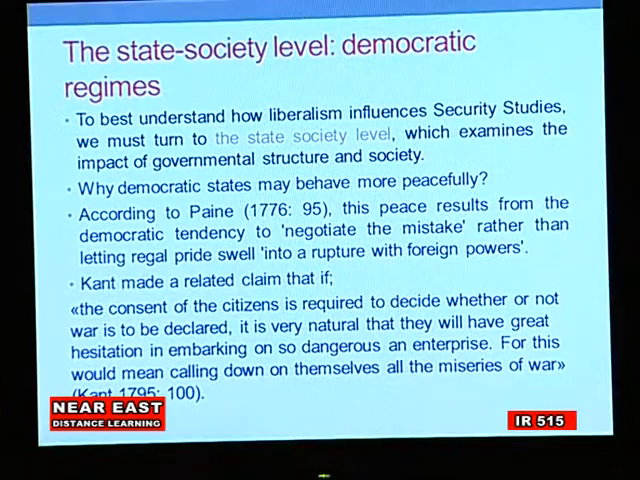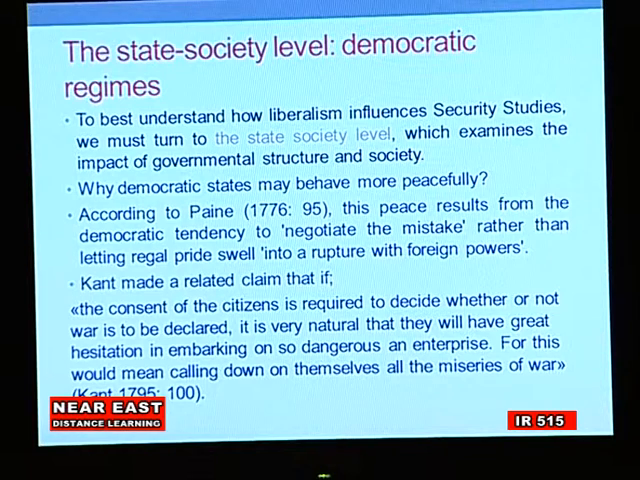Based on these two understandings, now we will try to elaborate further on the liberal perspective and security studies. To best understand how liberalism influences security studies, we must turn to the state-society level, which examines the impact of governmental structures on society. The main question which follows from that understanding is why democratic states may behave more peacefully. We said in the previous slides that one of the main assumptions of the liberal perspective is that democratic states behave in a more peaceful manner.